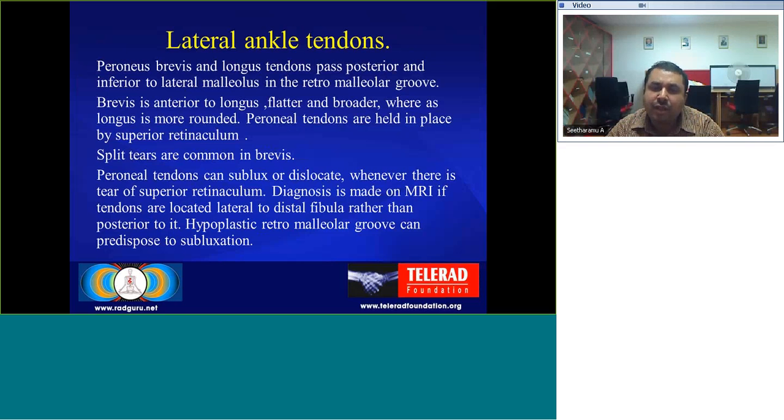Split tears of the tendon are more common in the peroneus brevis tendon, and the peroneal tendons have a tendency to sublux or dislocate, especially associated with tears of the superior peroneal retinaculum. The diagnosis is made on MRI if the tendons are located lateral to the distal fibula rather than the normal posterior position. Normally, the peroneal tendons are posterior to the lateral malleolus, and if they are located lateral to it, a possibility of subluxation should be thought of. Conditions such as a shallow retromalleolar groove can predispose to subluxation.